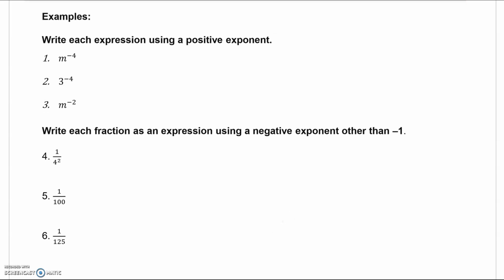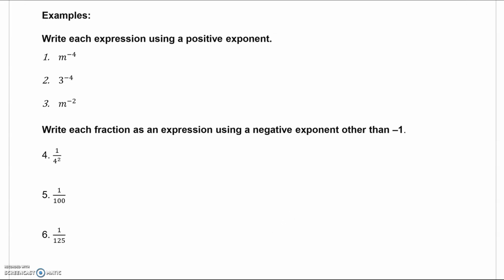We're going to write each example using a positive exponent. Right now we have m to the negative 4. Think of it as m to the negative 4 over 1. So it's 1 over m to the 4th power. Next, 3 to the negative 4 over 1 is 1 over 3 to the 4th power. And m to the negative 2 will be 1 over m squared.